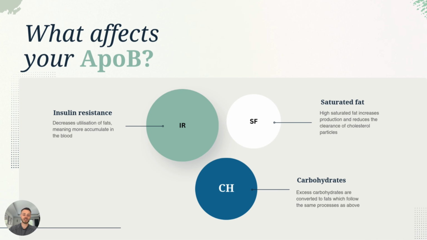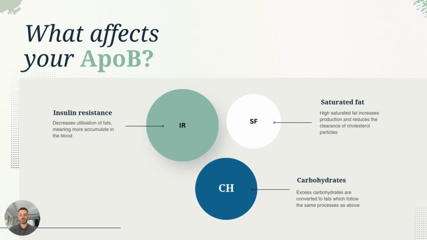So let's start with insulin resistance. If you cannot use insulin throughout the body, downstream through a complex cascade, it will lead to the fact that your body cannot metabolize fats from the blood. And then this means that you have more fats accumulating within the blood longer term. And the fats that accumulate within the blood usually do so in particles such as VLDL and LDL cholesterol particles, meaning that your ApoB will go up in this instance.